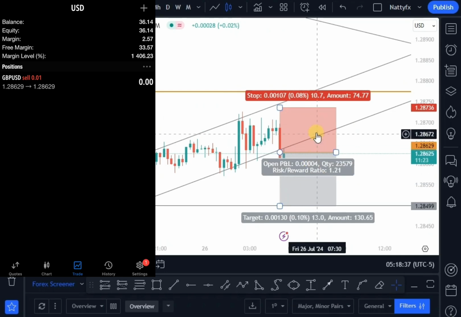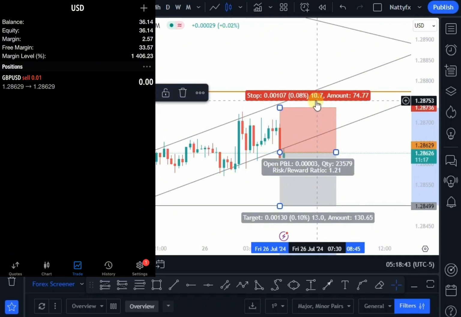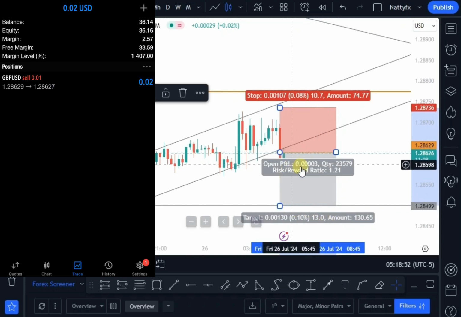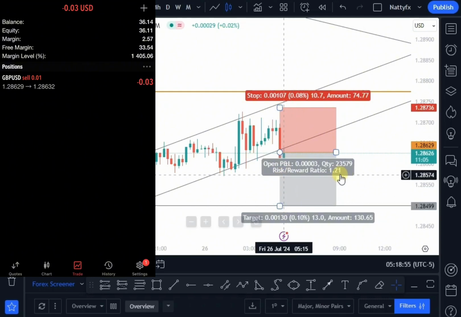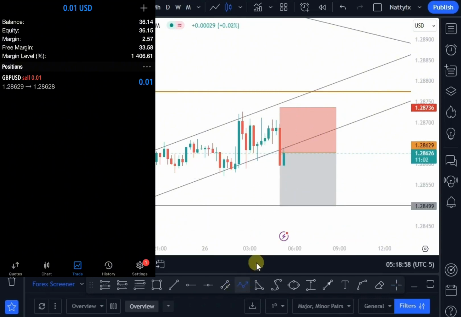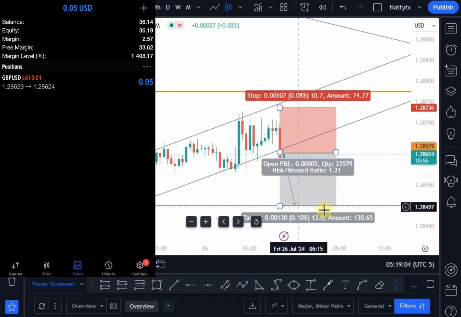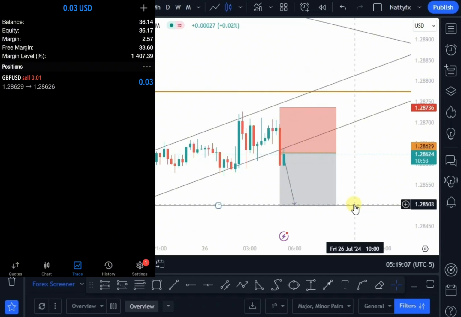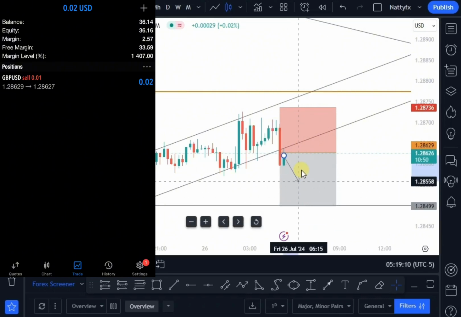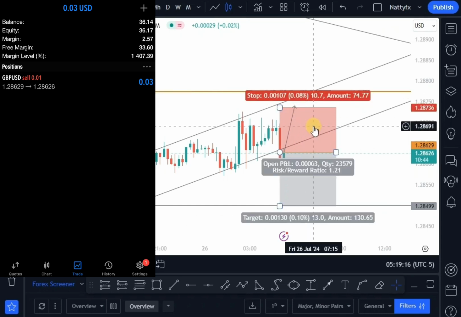So right now, how many pips are we risking in this trade? We're risking 10 pips on this trade, and we're making 13 pips. So when price comes down and hits this point, our broker will close us out with profit. But when it goes up and hits this point, our broker will close us with a loss. That means we have lost in the market.